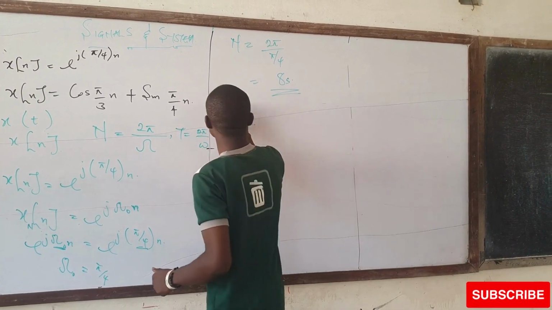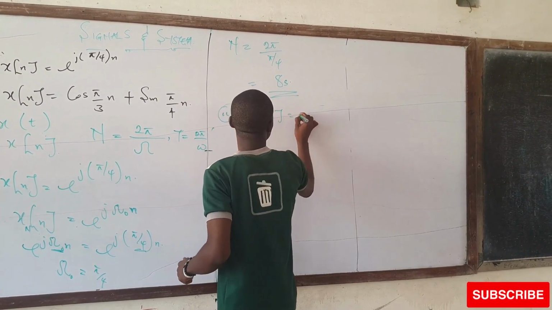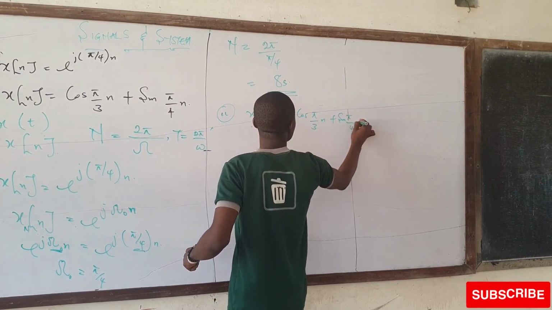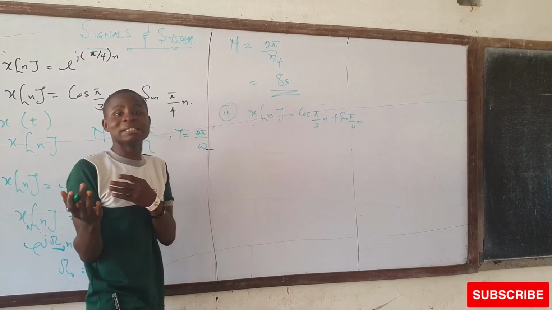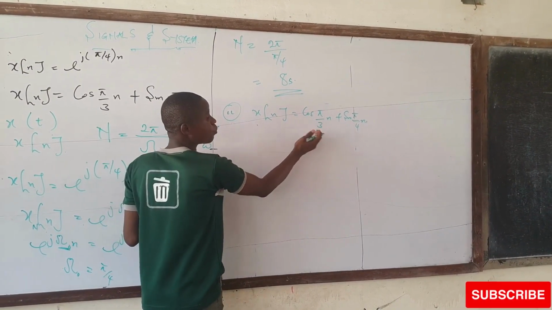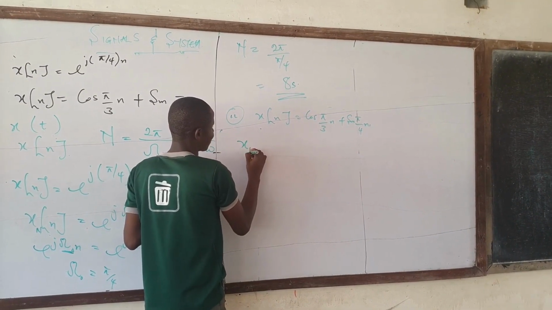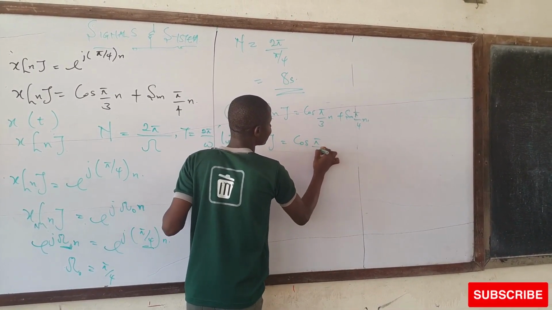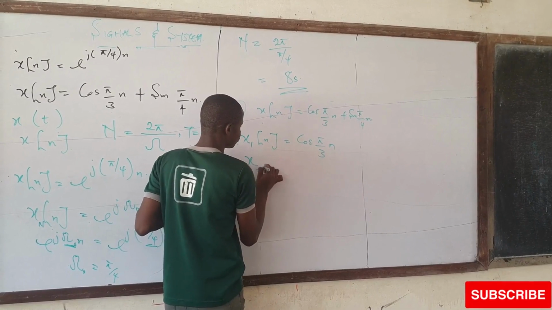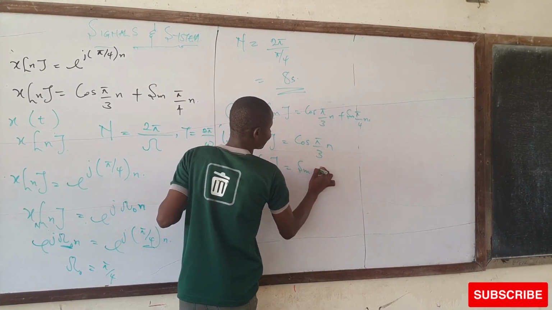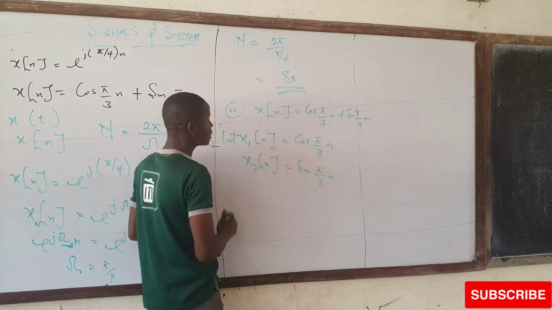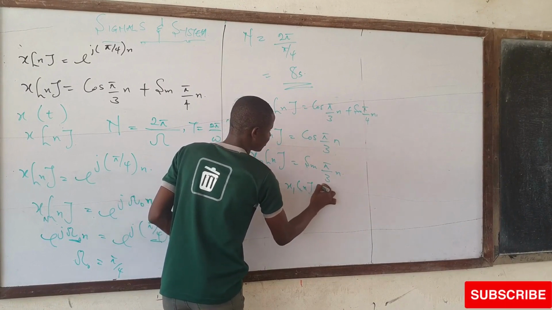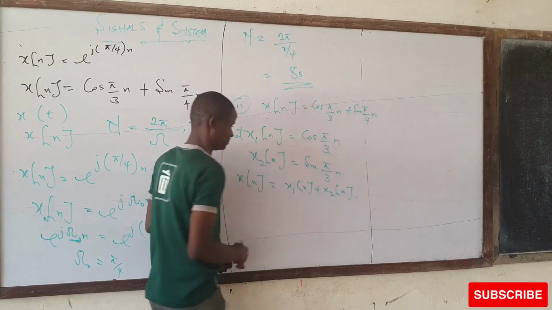The second one here is given as x of n equals cos of pi over 3 of n plus sine of pi over 4 of n. How we do this is just the same way we did in the continuous time signal. First, break it down into one signal at a time. Let x1 of n equal cos of pi over 3 n. Then x2 of n equals sine of pi over 4 n. You see this? So that my x of n is equal to x1 of n plus x2 of n.